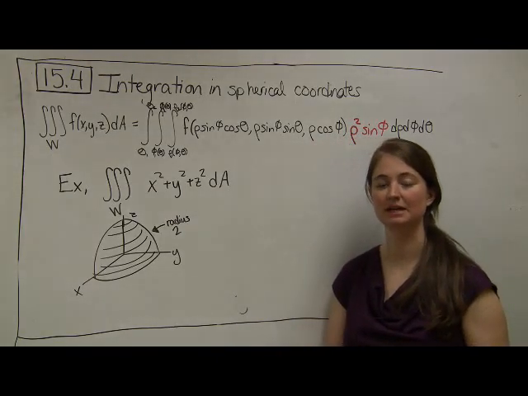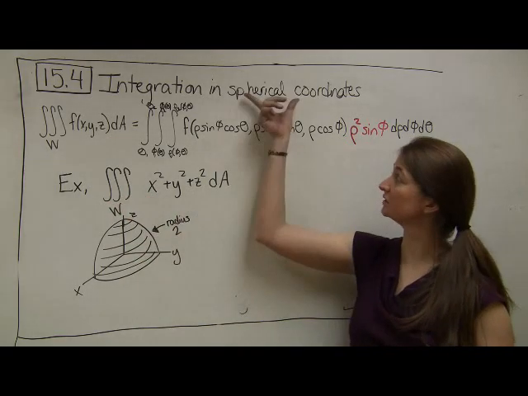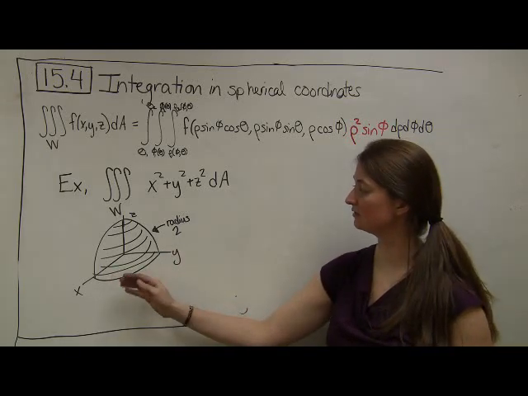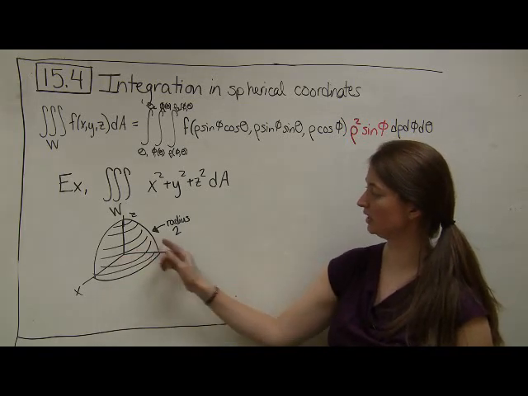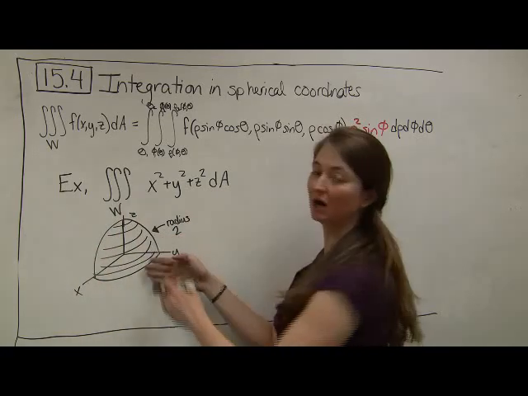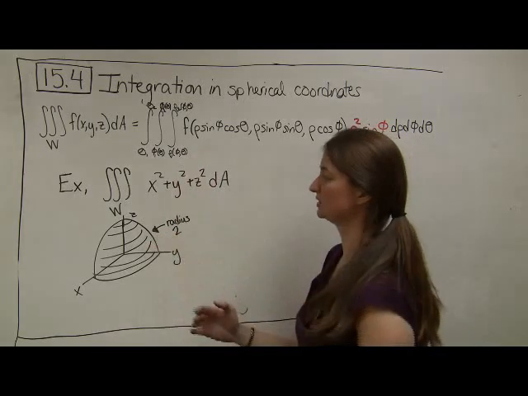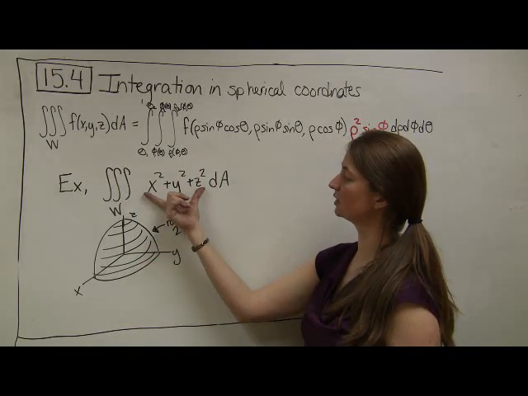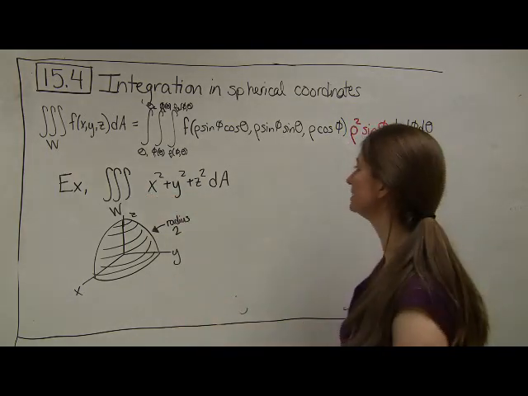So let's take a look at an example of computing a triple integral using spherical coordinates. So let's say my volume W in this case is given by a portion of a sphere. I only want the top portion of the sphere of radius 2 that's in this positive xyz octant. That's actually the first octant of our multidimensional coordinate system. And let's say that I'm integrating over the function x squared plus y squared plus z squared. So how do I go about doing this?